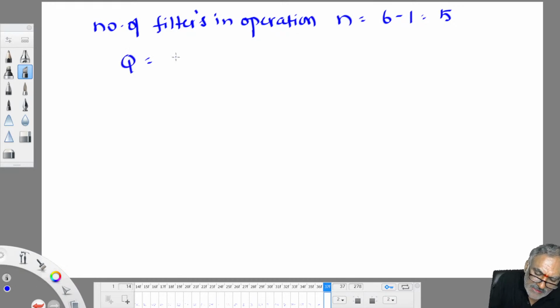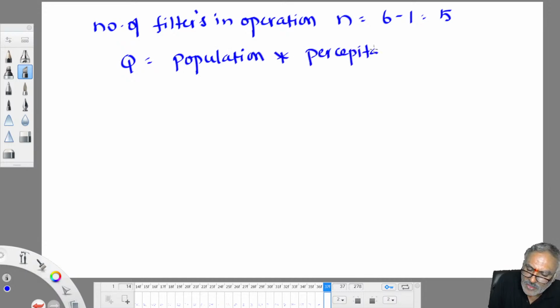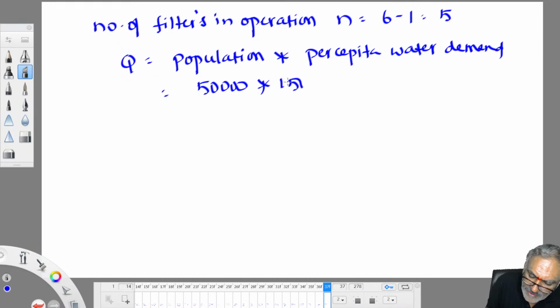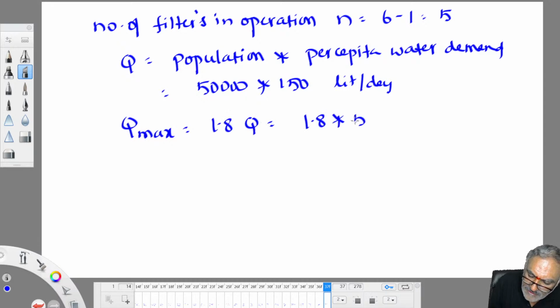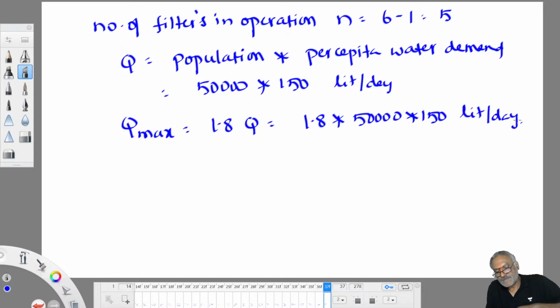So Q value is not given, indirectly given. Population is given, and per capita water demand is given. Population into per capita water demand always gives Q value. How much water is required? So it is 50,000 into per capita water demand 150 LPCD. So you will get liters per day. But I have been asked to design for maximum demand. But Q max is given as 1.8 times Q. That is also given to you. Therefore 1.8 times 50,000 into 150 liters per day. Okay, this is Q max.